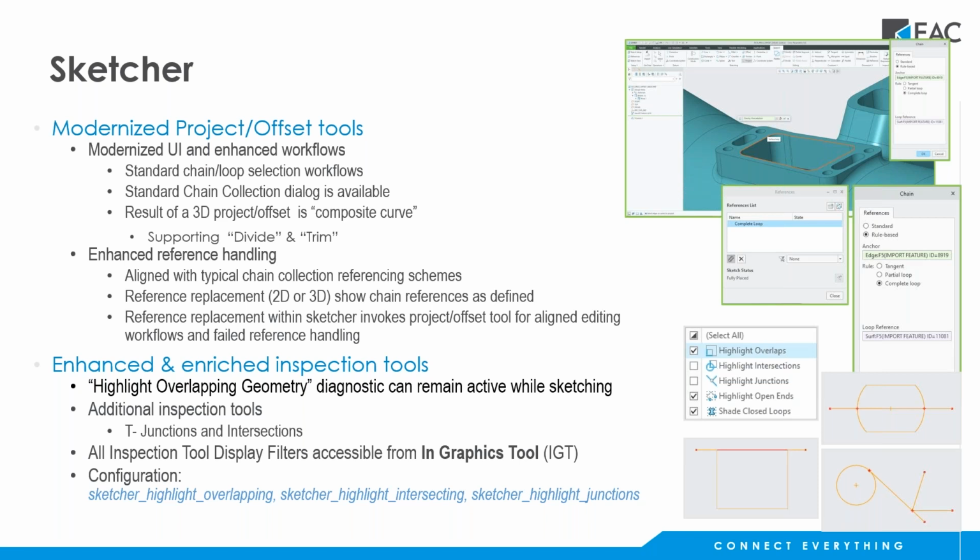We also have enhanced and enriched inspection tools for completed sketches. So if you have a sketch in Creo, you don't know what's going on with it, why it's not completed, we now have the ability to highlight that geometry to diagnose what is wrong with it. So we have some configuration options to highlight overlapping sketch entities, intersecting, and junctions as well.